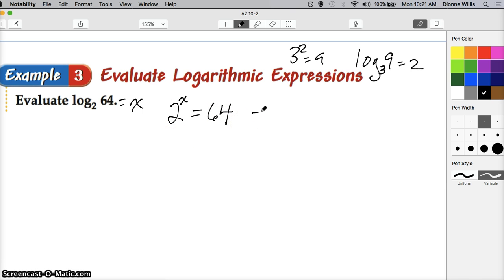Well, you know what? This looks like the problems we solved in the last section where we had to make sure that both sides had the same base. So we've got 2 to the x, and if you know anything about 64, you know that we can write that as 2 to the 6th power. And so, since we have an equivalent relationship, we can then say that we know x is equal to 6.